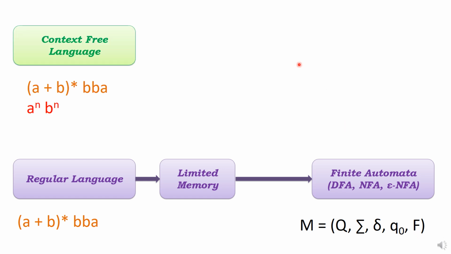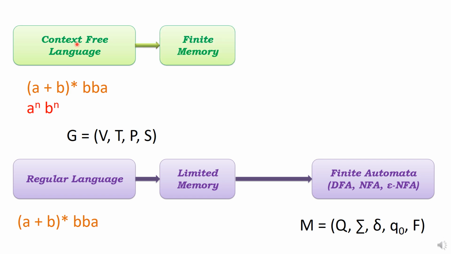Now, what is context-free language? It is a combination of regular language as well as not regular language. We represent these languages, both regular and not regular, in terms of grammar: V, T, P, S, that is variable, terminal, production rule and start symbol. Regular language requires limited memory, but for context-free language we need a good amount of memory because we need a power n, b power n, which is a counter.